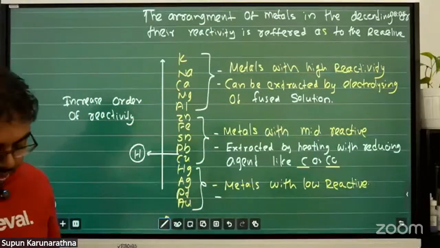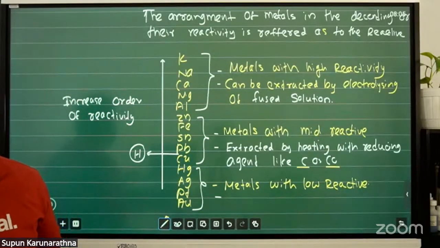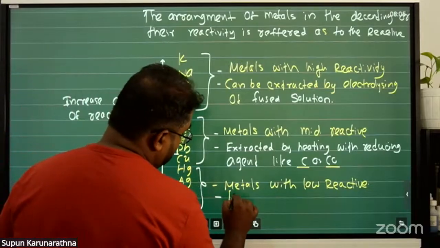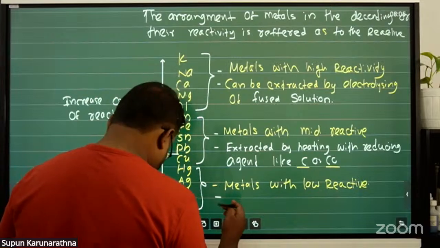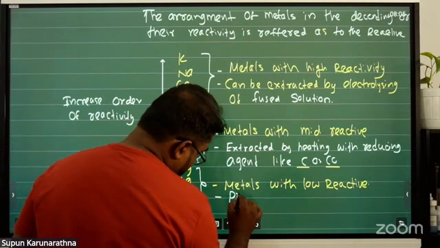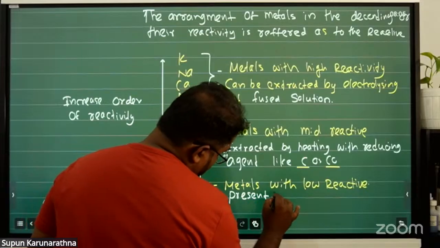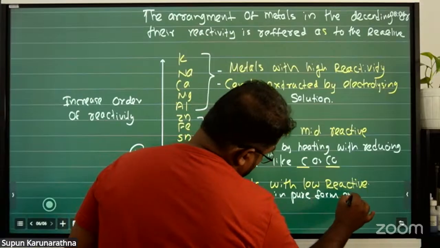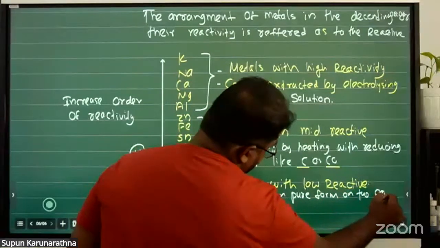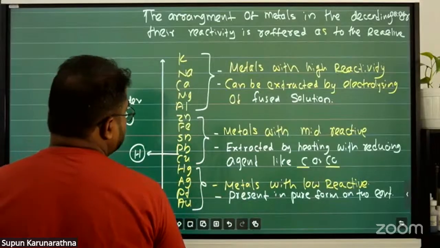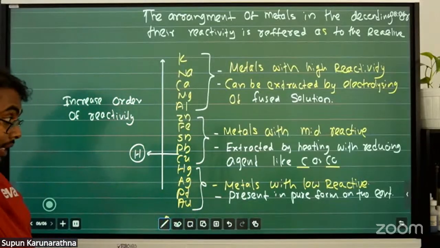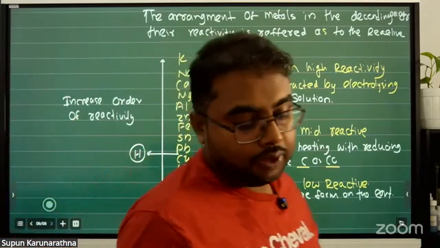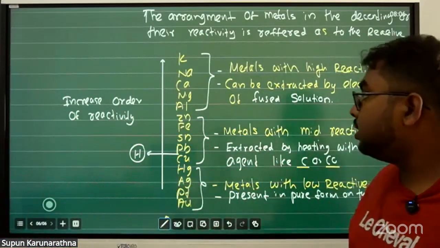These metals are present in nature in pure form on the earth. Therefore, this kind of metals we can separate by using a physical method. We can use the physical method to separate this kind of metal.